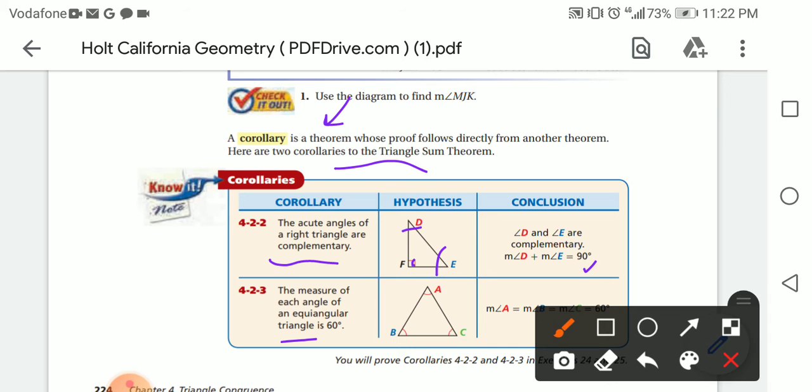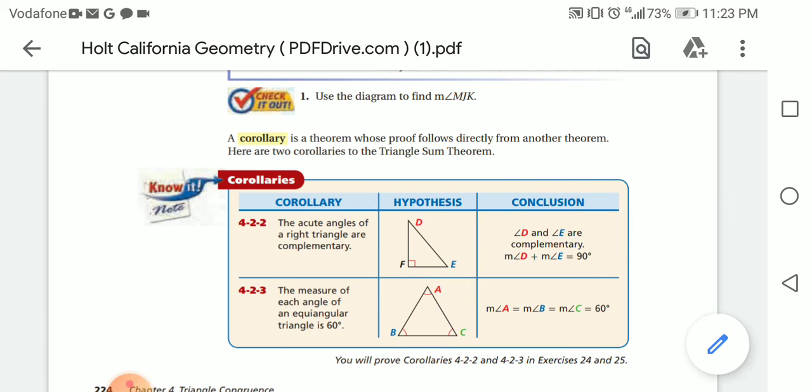The measure of each angle in an equiangular triangle is 60 degrees. As I have here, the sum of all angles is 180, so 180 divided by 3 gives you 60 degrees. 180 divided by 3 angles, as you see, gives you 60 degrees. This is a corollary. A corollary is a theorem whose proof follows directly from another theorem.